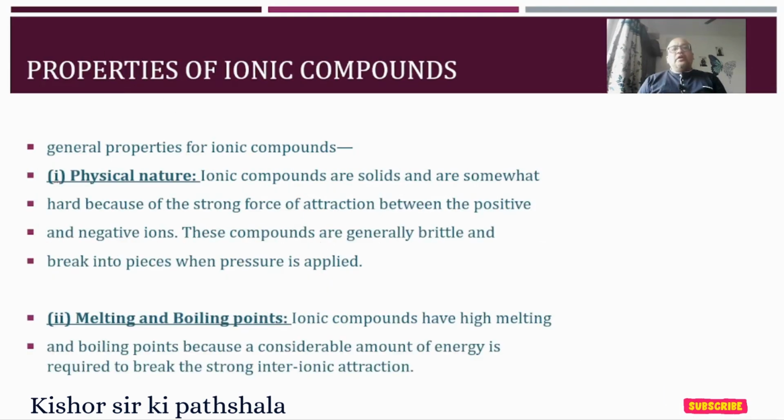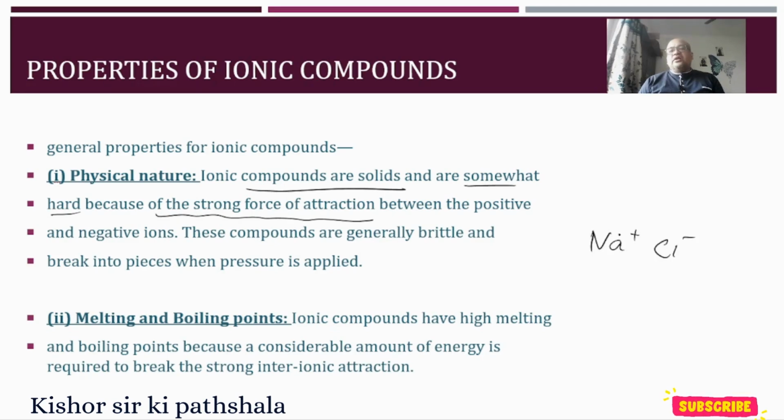Now to continue, let's see the physical nature. We see that ionic compounds are solid. We have seen they are somewhat hard because of the strong forces of attraction between the positive and the negative ion. Here you see the positive and the negative ion. These compounds are generally brittle and break into pieces when pressure is applied.